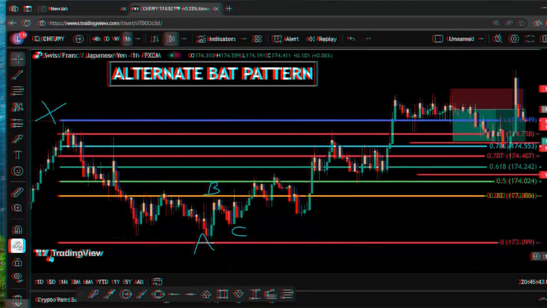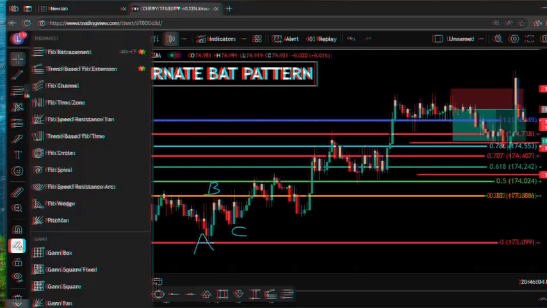So what we need to do is we need to identify the D. Remember I said our D leg is between 886 and the 1.13 extension of our X to A leg, or your A to X leg, yeah, however you want to interpret it, all right.